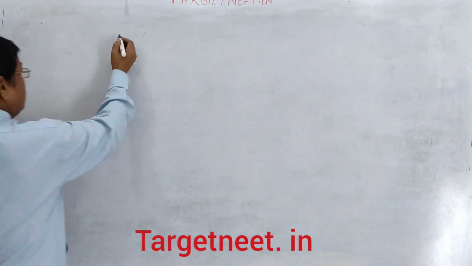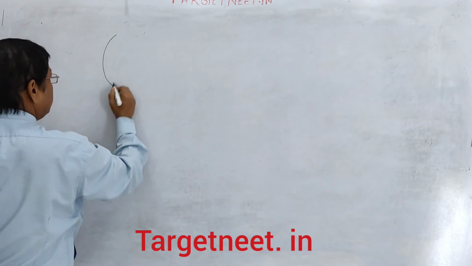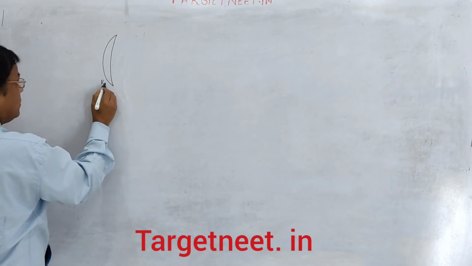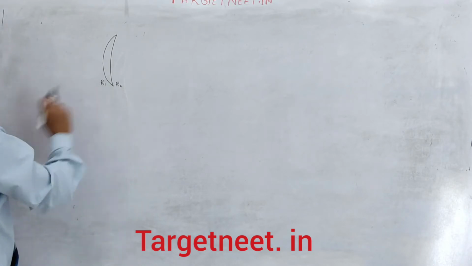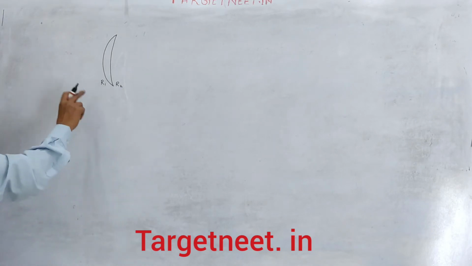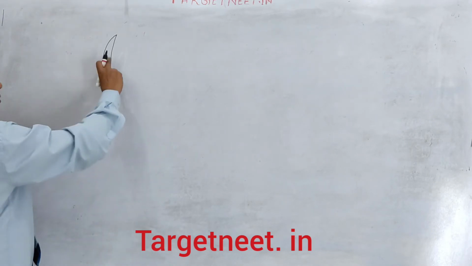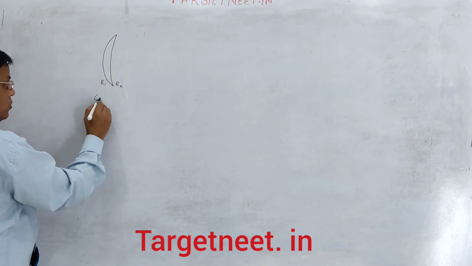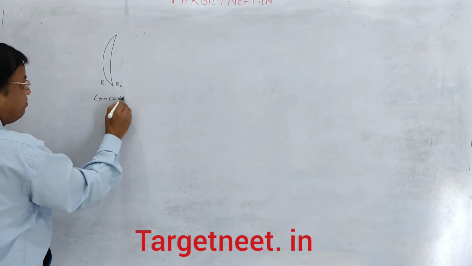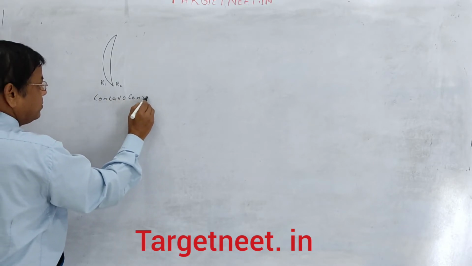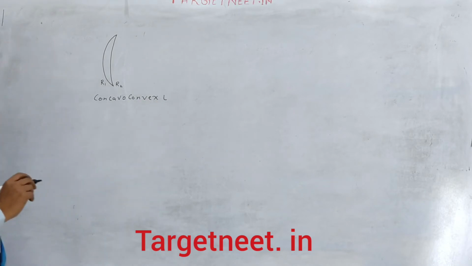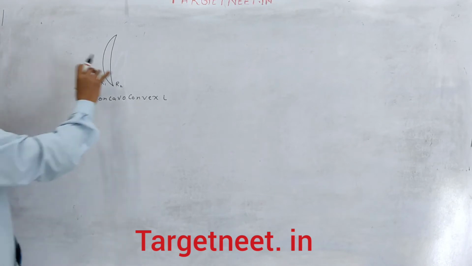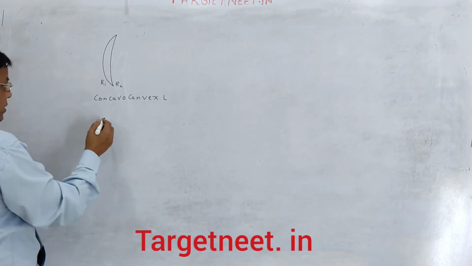Now if someone asks you what is the focal length of this lens, can you name this lens? First surface, second surface, both have different radii. R2 is greater than R1, so we have to take the name of the first surface, then the second surface, and this is concave. So this is a concavo-convex lens. What is the focal length of this? If you want to find the focal length of this, how are you going to find it?